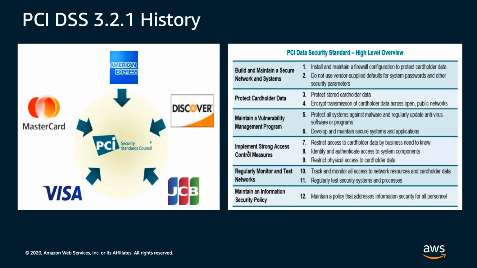Adherence to the PCI DSS is evidenced by the completion of a report on compliance or self-assessment questionnaire and the receipt of an attestation of compliance. These activities most often involve the services of a qualified security assessor or QSA. The rule checks reported in AWS Security Hub are a valuable tool for customers in meeting and evidencing their compliance with PCI DSS 3.2.1.